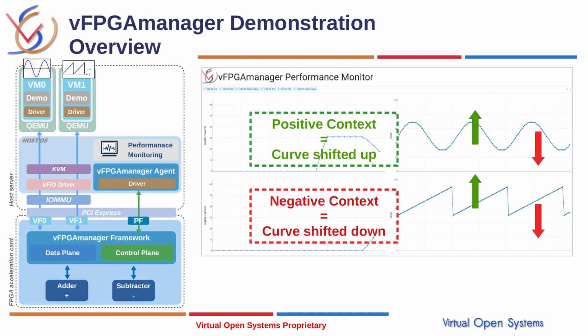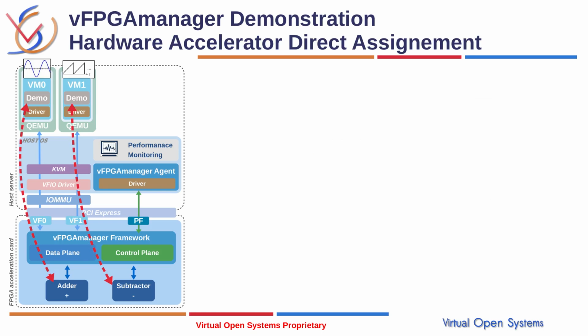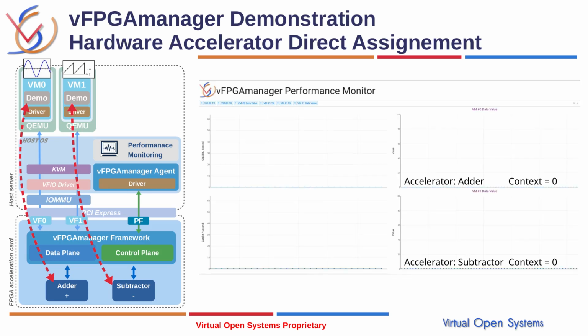Now let's switch to the first sequence, which demonstrates the direct assignment of two accelerators to two virtual machines. The vFPGAmanager framework is configured in a way that each virtual machine is mapped to a different hardware accelerator. First, let's start a data transfer from both the VMs with a context equal to 0. On the dashboard, you can observe that the VM0 receives a sinusoidal shape, the VM1 receives a triangular shape, and both have a context of 0.